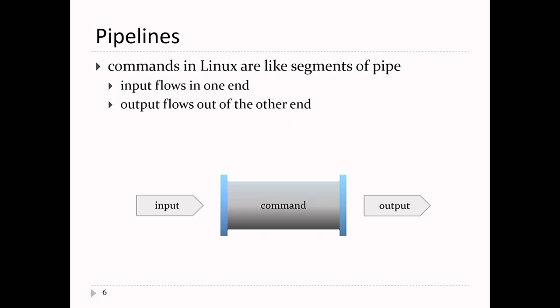So imagine you've got this pipe. One end of the pipe is open, the other end of the pipe is open. At the one end, that's where your input comes in. That goes through a command, that's your pipe. And at the exit of the pipe, that's where your output goes. Normally input comes from standard input, which is your keyboard, and standard output is your terminal. So input flows in one end of the pipe, and it comes out the other end of the pipe.